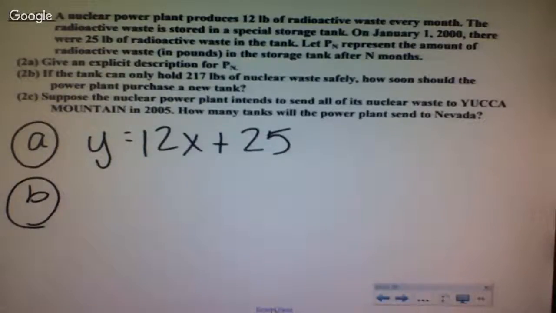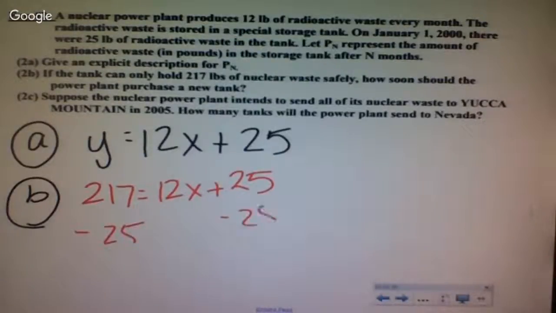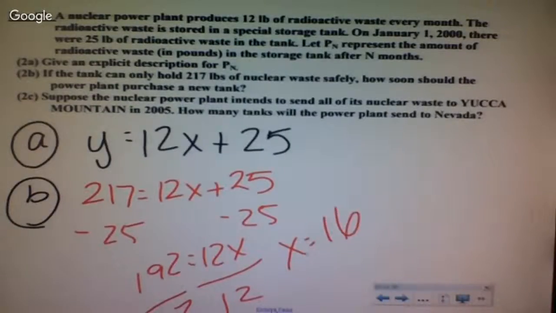If the tank can only hold 217 pounds safely, how soon should the power plant purchase a new tank? Where am I plugging in 217? 217 equals 12x plus 25. Subtract 25 from both sides. 192 equals 12x. Divide by 12. x equals 16.